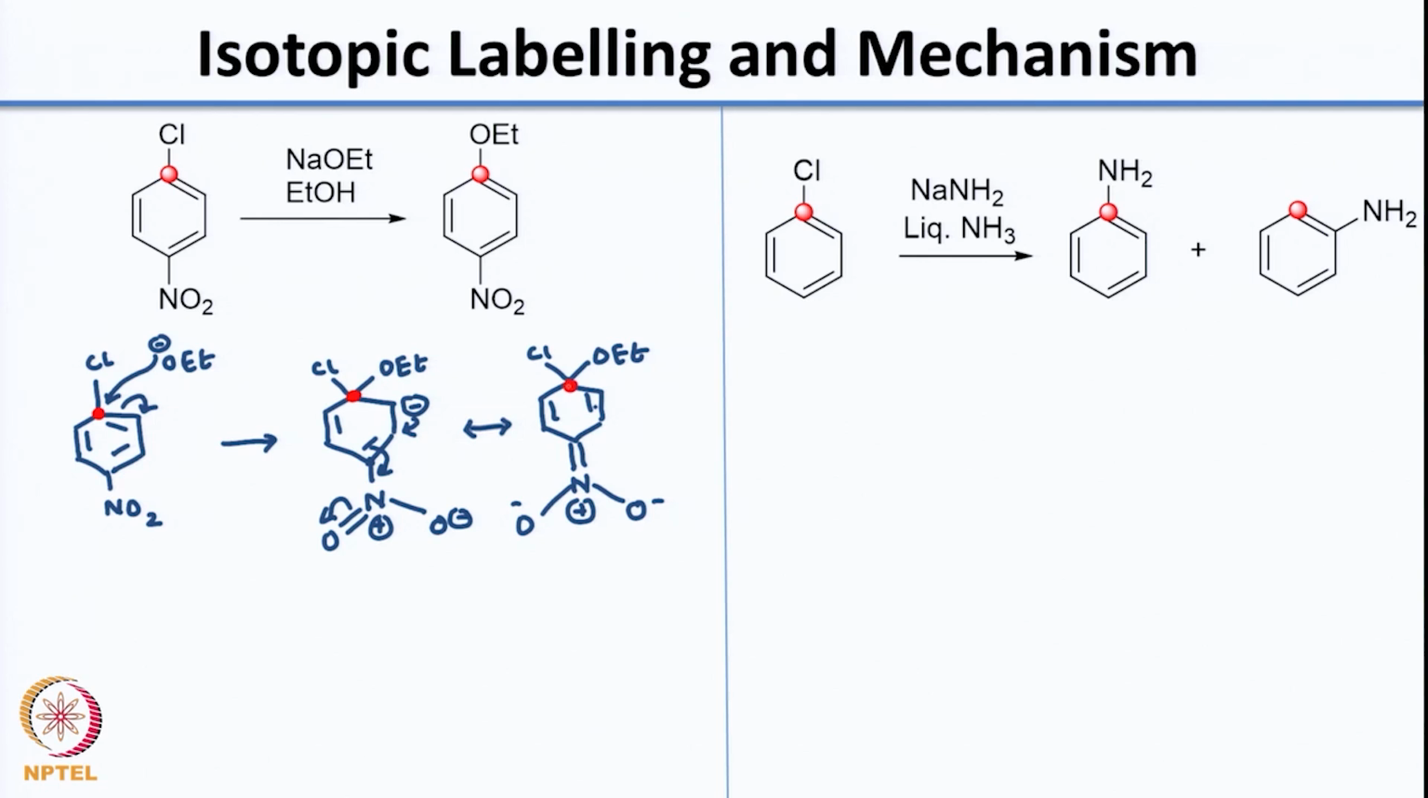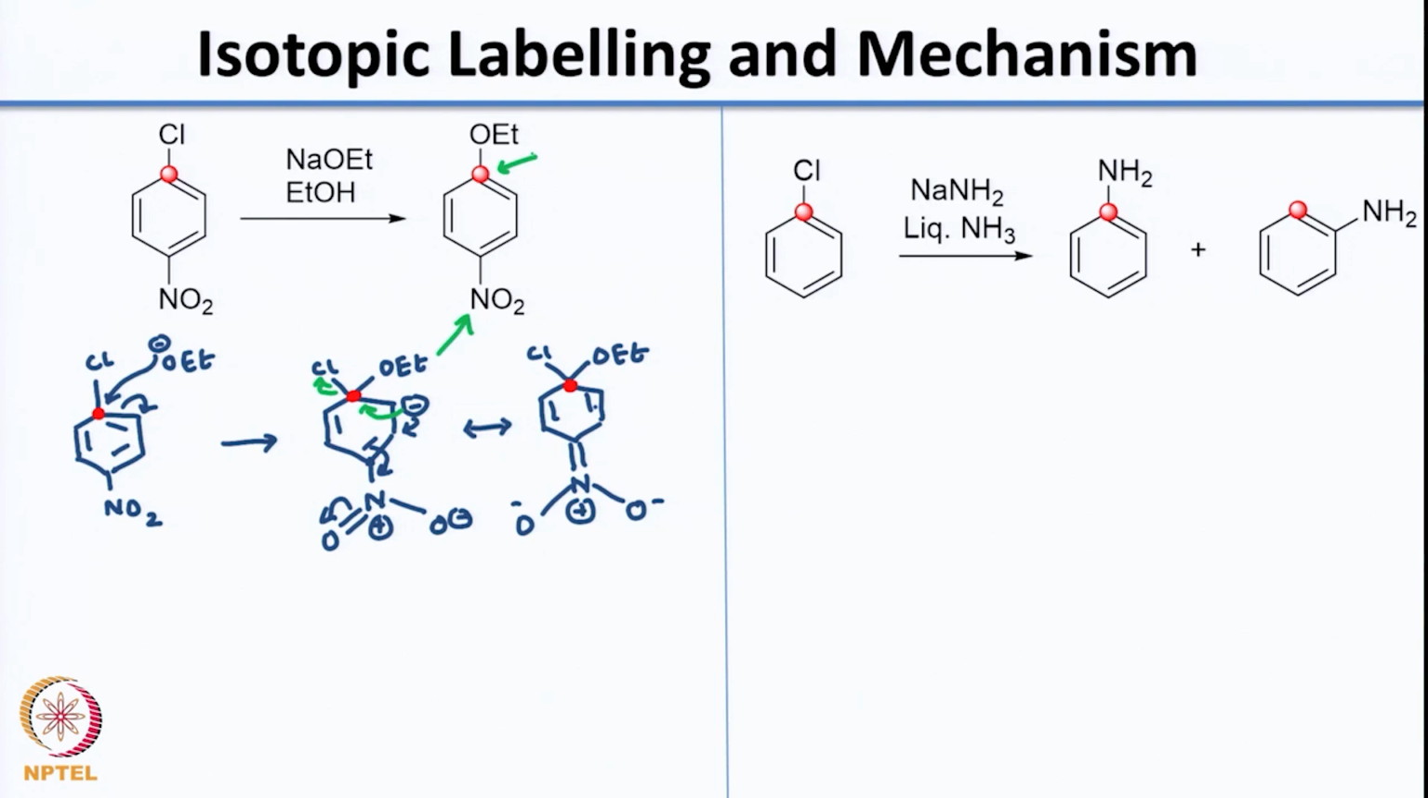Once you have the direct nucleophilic attack, you can think of this coming back in and this leaving to give you the product. So this mechanism is proved by the fact that the label does not change. Your product also has the label at the same position. Now what is happening in the second reaction?